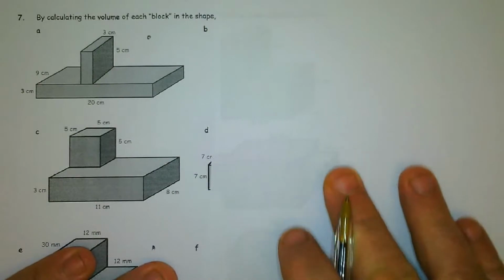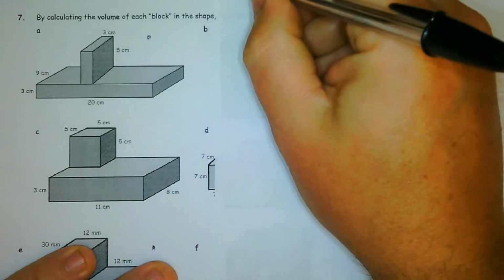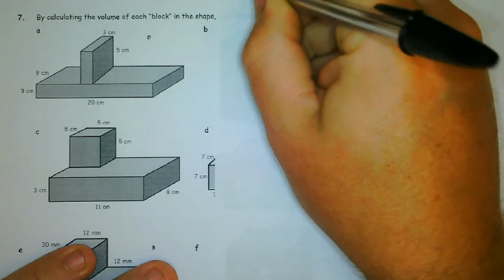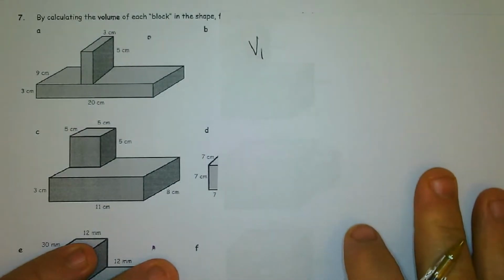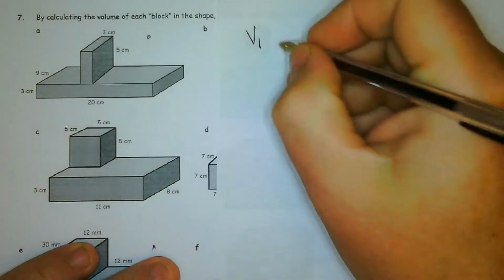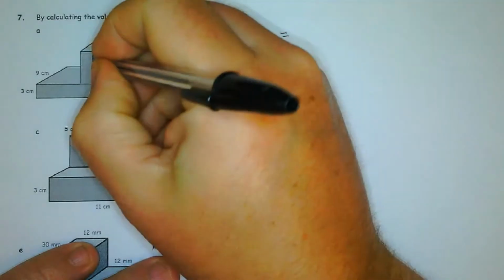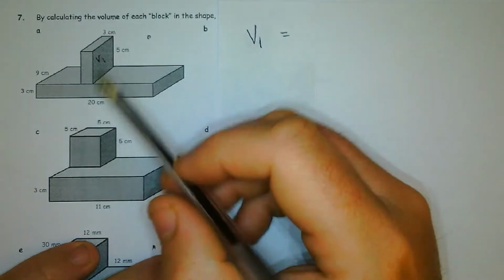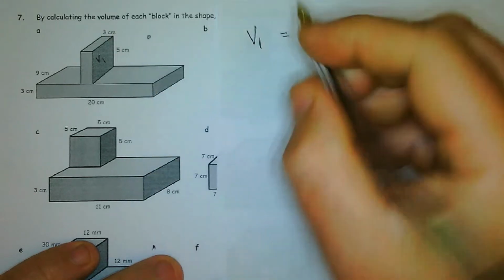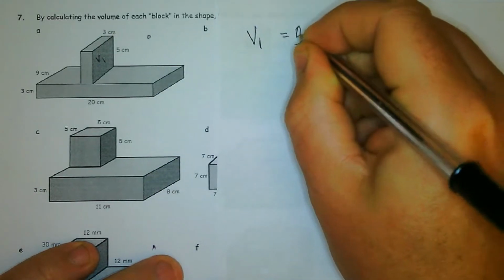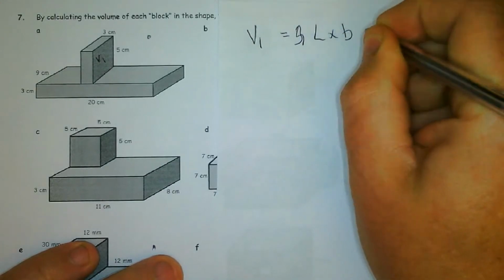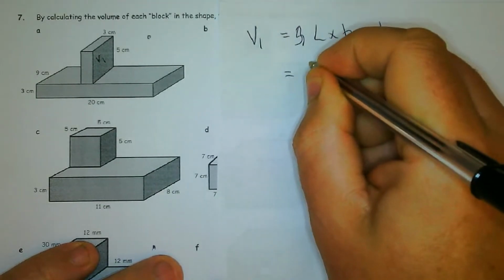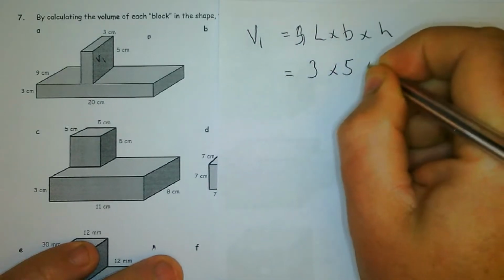Okay, so the way I would usually do these is I'll break them into volume 1, because that's my first cuboid. So, and I'm going to do it like this, V1. Now, what sizes we've got? We've got 3 and we've got 5. So volume equals L times B times H. Stick in the sizes. 3 times 5.